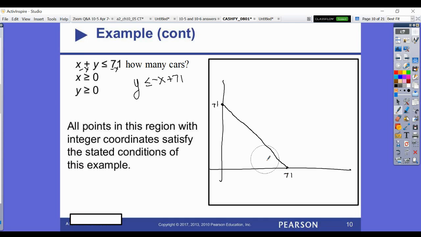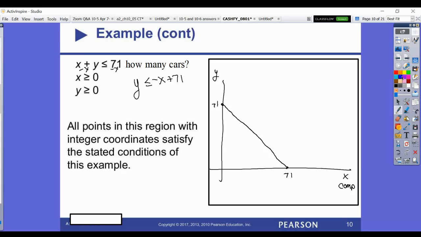Now, what are my units? What is X and Y? X was compact cars, and Y is mid-size cars. So basically, it's how many cars of each could I buy? I could buy all 71 be compact, and no mid-size, or I could buy 71 mid-size and no compact.